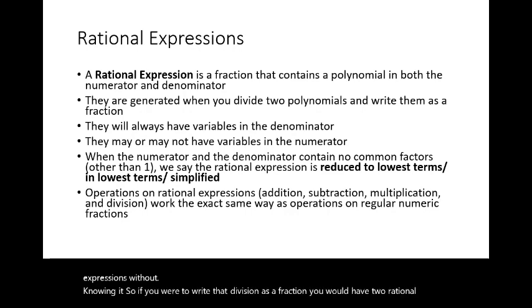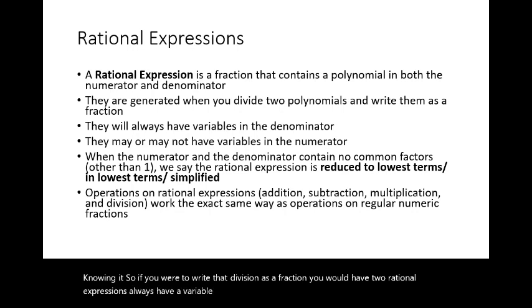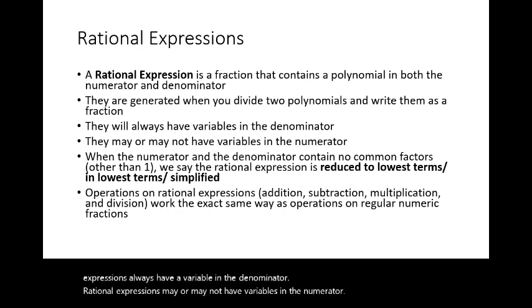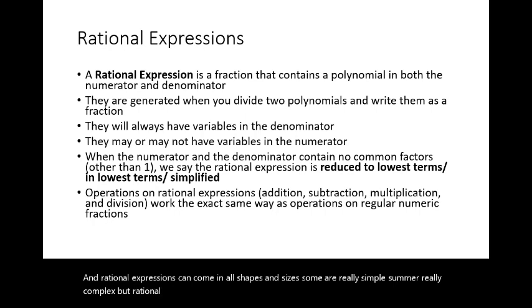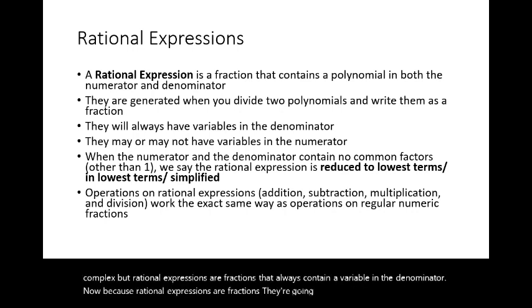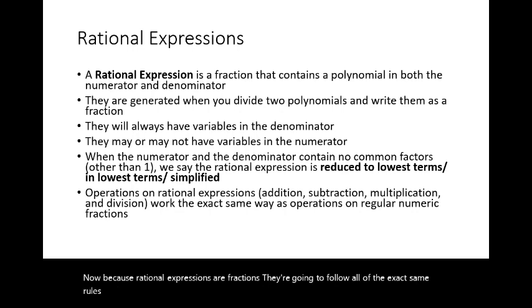Rational expressions always have a variable in the denominator. Rational expressions may or may not have variables in the numerator. And rational expressions can come in all shapes and sizes. Some are really simple, some are really complex, but rational expressions are fractions that always contain a variable in the denominator. Now, because rational expressions are fractions, they are going to follow all of the exact same rules as regular fractions. So all of the processes for regular fractions are going to be the same here with rational expressions.